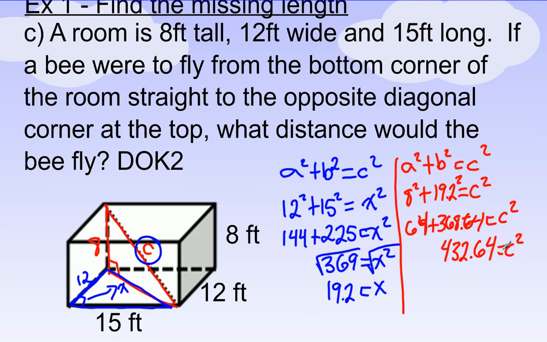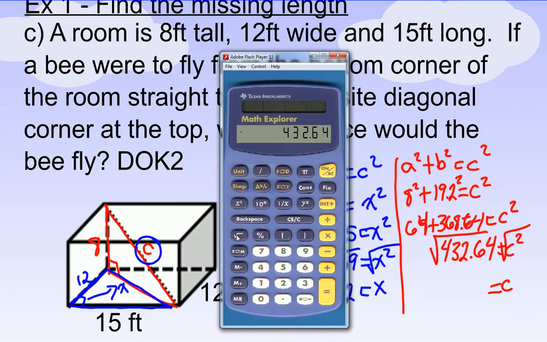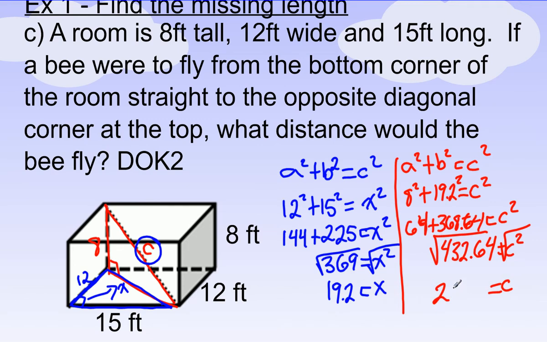And finally, square root each side. C equals square root of 432.64, which is 20.8 feet. So if that bee were to fly diagonally straight across the room from the bottom corner to the diagonal top corner, it would go 20.8 feet.